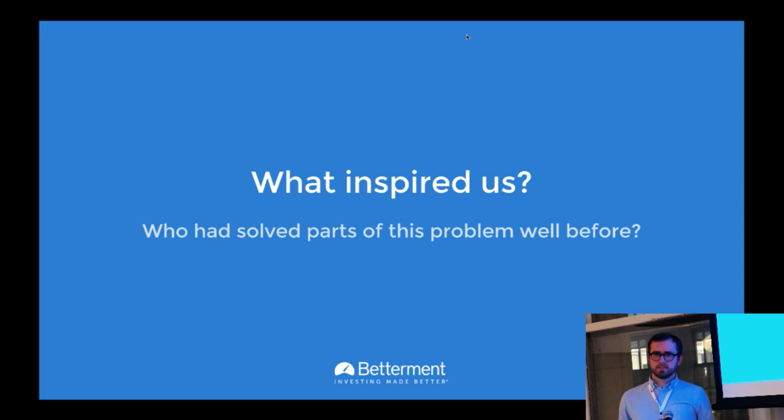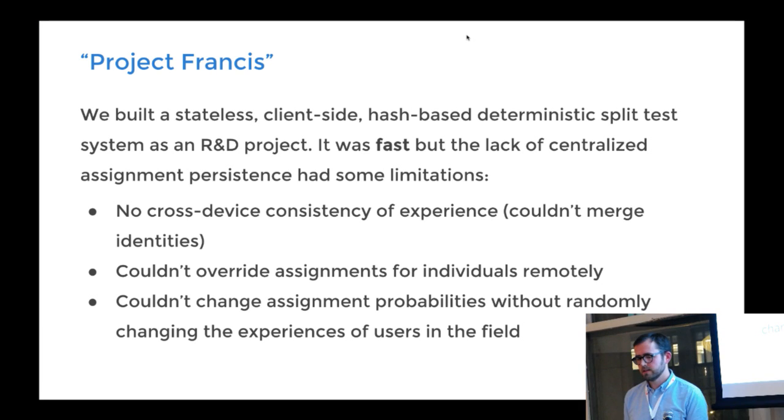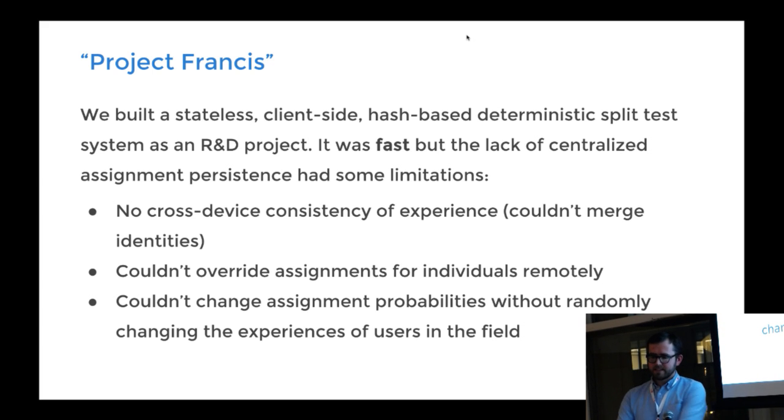Okay, so now we know we have all of these requirements. Pretty big deal. But what inspired us about other solutions that we saw out there? For starters, Adam, who I don't know if he's here tonight, built a stateless client-side hash-based deterministic split testing system as an R&D project. The basic idea is that the client would assign a random identifier and then from that determine what variant of what split you'd go into from a constant set of weightings. That allowed it to be incredibly fast because on first hit, you've got all the data that you need to assign yourself, and you go. There's no extra ping pong to find out what split you should be assigned to; you decide for yourself.